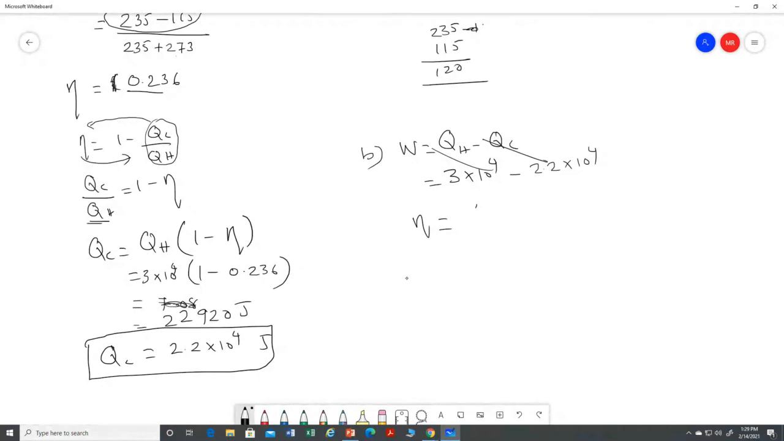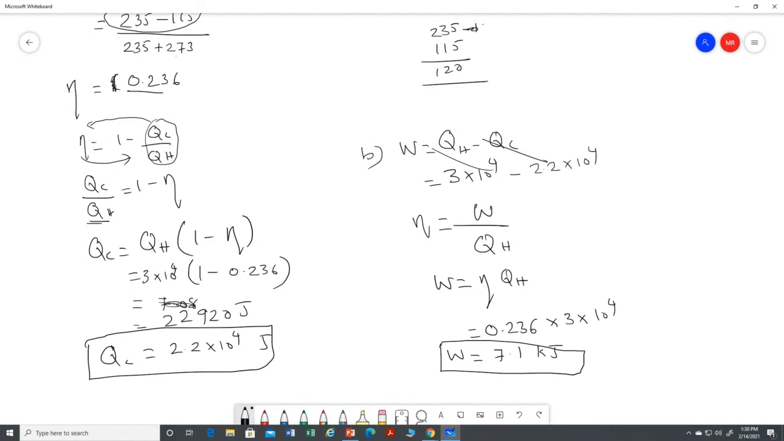Eta is equal to work done divided by QH. Therefore work done is equal to eta multiplied by QH. What is my eta? 0.236. What is my QH? 3 multiplied by 10 to the power of 4. When you work out 0.236 multiplied by 3 multiplied by 10 to the power of 4, I got 7.1 kilojoules.